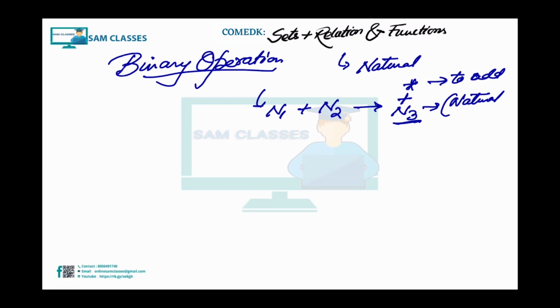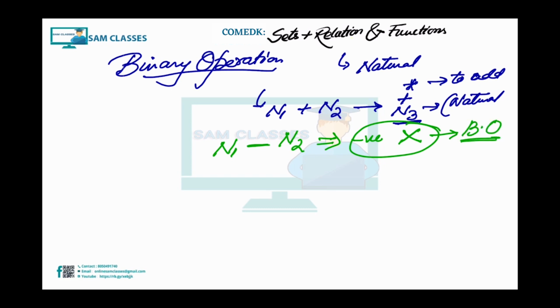In the same way, what about subtraction? Say we take natural numbers n1 and n2 and perform subtraction. Here, depending on which number is bigger and which is smaller, we can get a negative number, and that is not defined in the natural numbers. A negative number doesn't exist in the natural numbers, so it is not a binary operation.